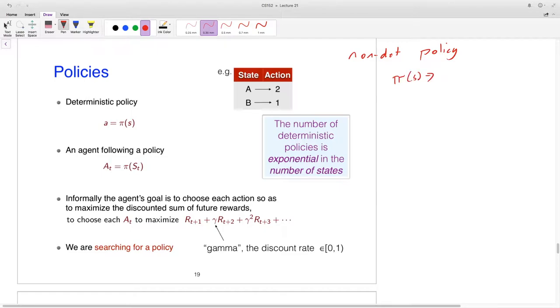Let's just look at it this way. The probability of taking action A in state S. Yeah. Okay.